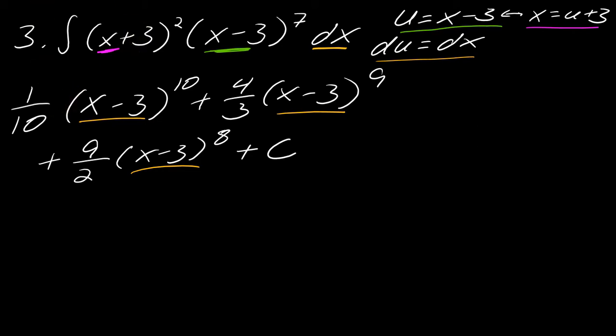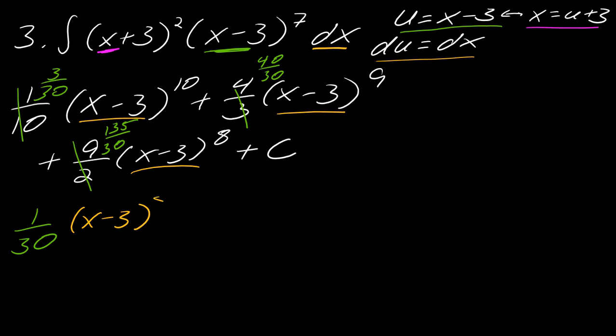So if I go in pieces, if I convert each of these fractions to a fraction over 30, this 1/10 will become 3 over 30. 4/3 will become 40 over 30. And 9/2, what'll that be? That will become 135 over 30. Okay, so let me factor out now 1 over 30, so I'm factoring out that fraction, and then I'm also going to factor out that x minus 3 to the 8th like I was talking about.